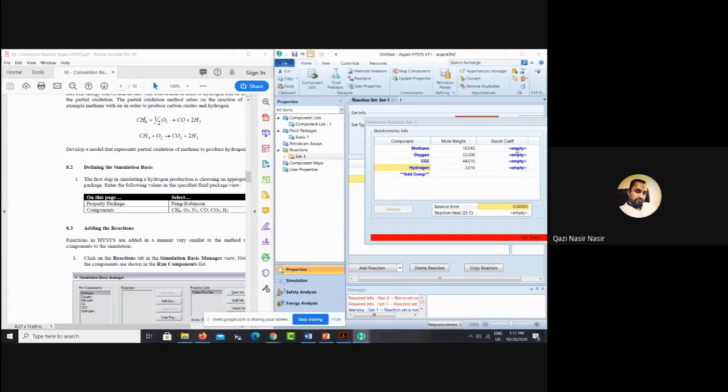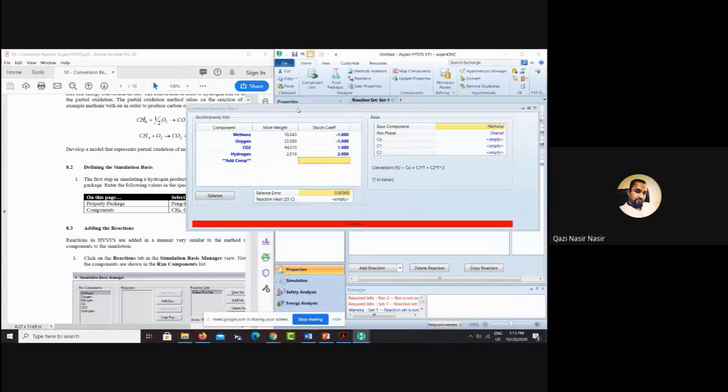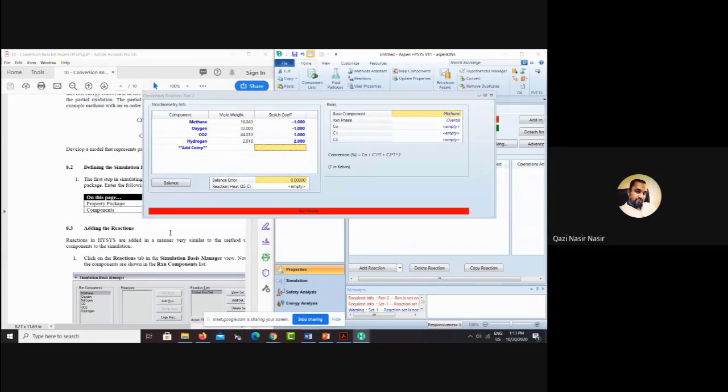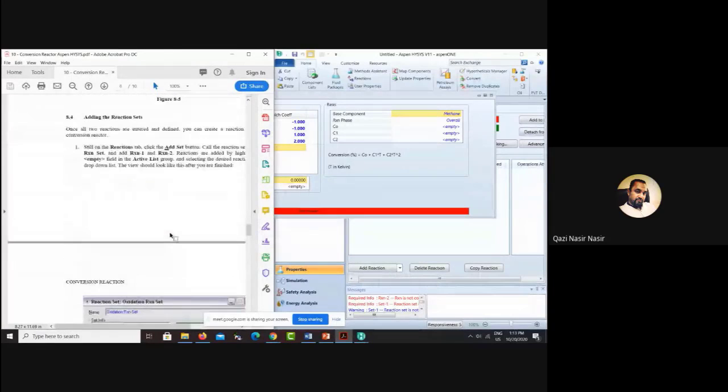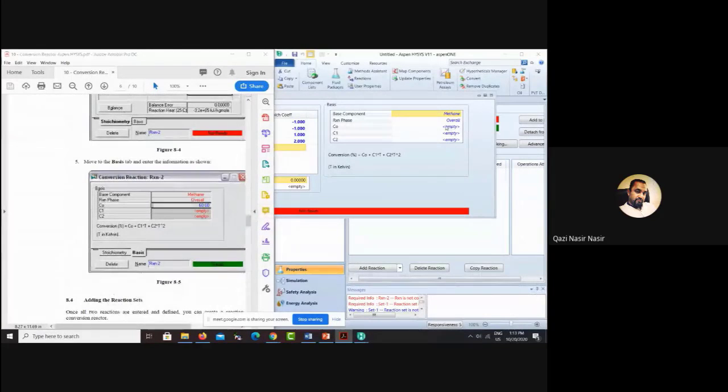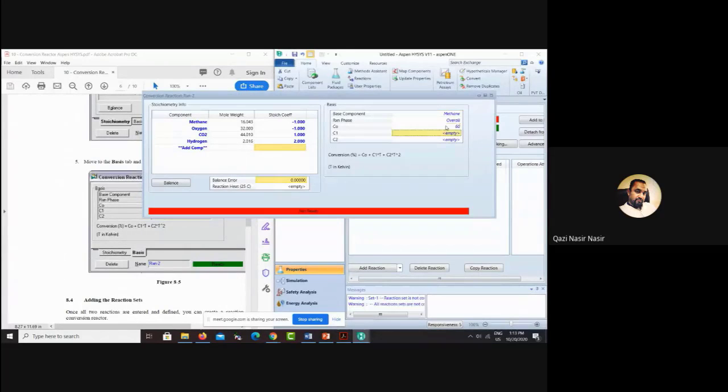And the stoichiometry here is for methane -1, for oxygen also -1, for carbon dioxide +1, and for hydrogen +2. If you do it correctly, you'll get zero balance error. This is how to show that your equations are completely balanced. For the second reaction, the conversion that I have in the question is, I think, 60%. Yeah, so this C naught is 60. Now you add the two equations.